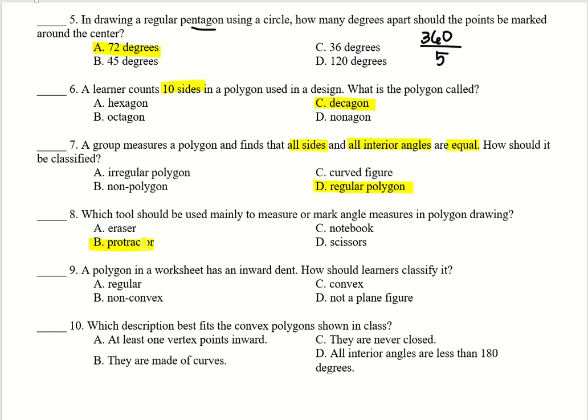Number 9, a polygon in a worksheet has an inward dent. How should the learner classify it? Inward, that will be a non-convex. Number 10, which description best fits the convex polygon shown in class? For number 10, all interior angles are less than 180 degrees.